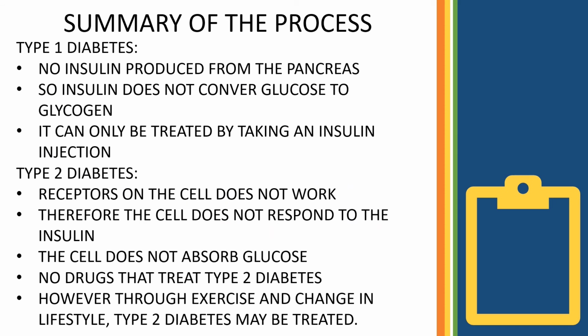And over here is the summary of the whole process. Type 1 diabetes, no insulin produced from the pancreas, so insulin does not convert glucose to glycogen. It can only be treated by taking an insulin injection. Type 2 diabetes, receptors on the cell do not work, therefore the cell does not respond to the insulin, the cell does not absorb glucose. There are no drugs that treat type 2 diabetes. However, through exercise and change in lifestyle, type 2 diabetes may be treated. And that is a summary of diabetes.